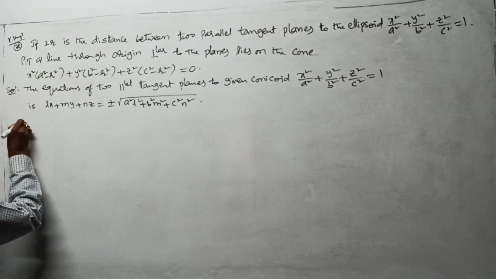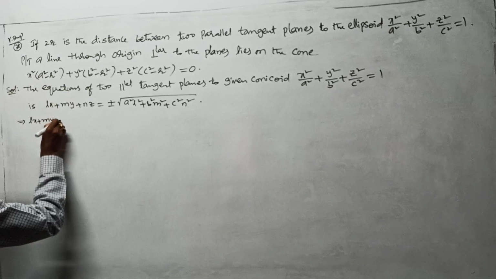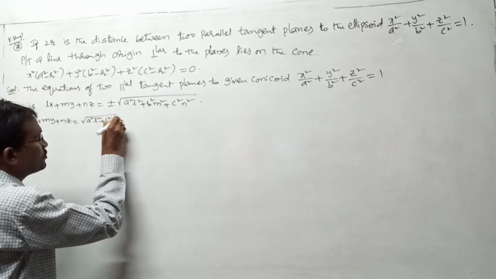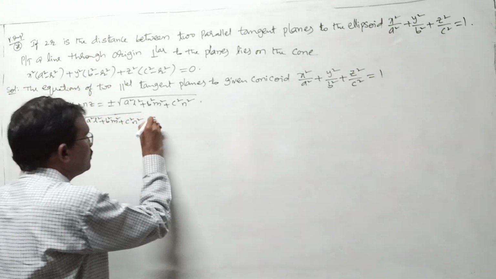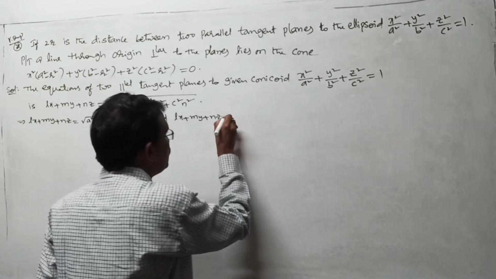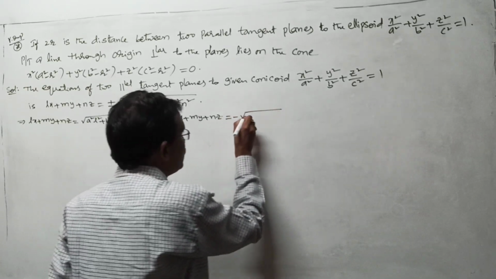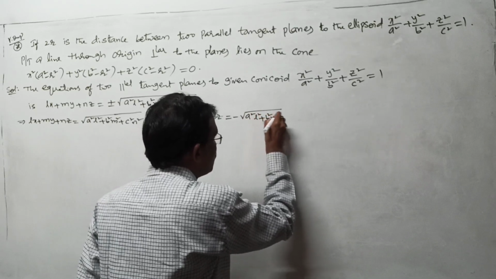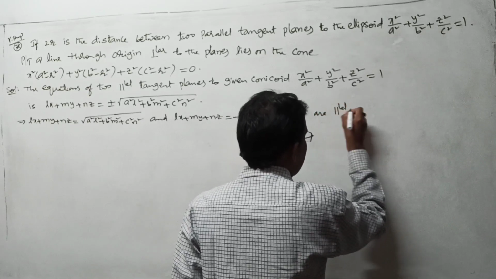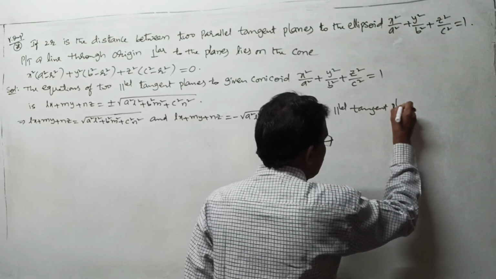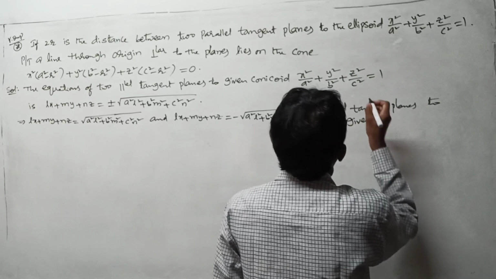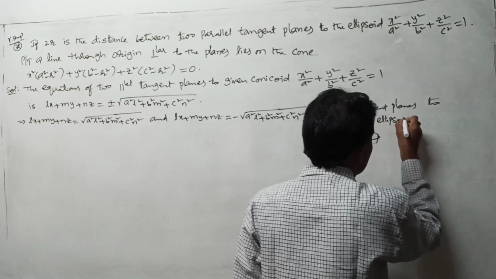This implies lx + my + nz = √(a²l² + b²m² + c²n²) and lx + my + nz = −√(a²l² + b²m² + c²n²) are parallel tangent planes to the given conicoid or given ellipsoid, whatever it may be. You can use both; ellipsoid or conicoid, no problem.